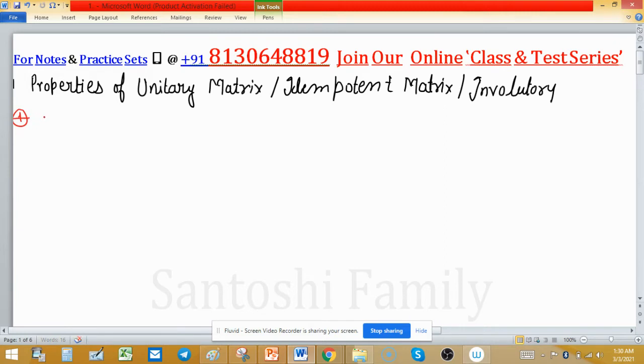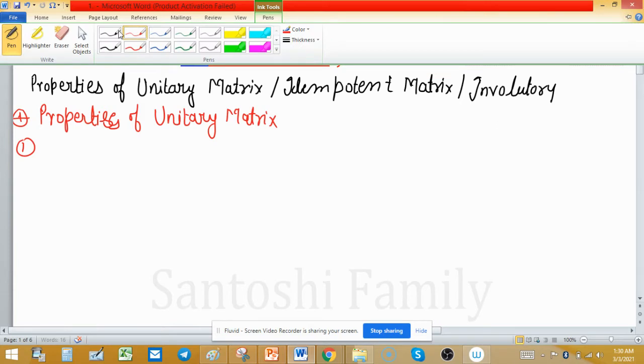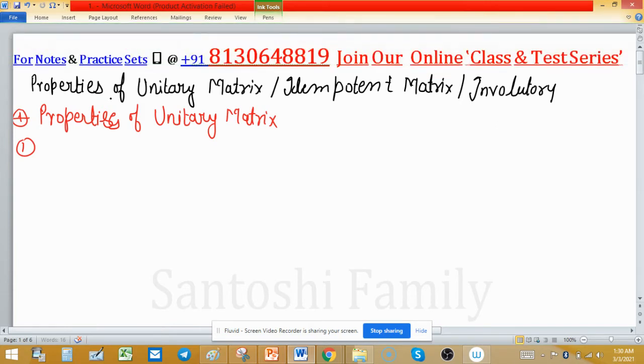So put the title: properties of unitary matrix. The first property related to unitary matrices is: if A is a unitary matrix, then A transpose is also a unitary matrix.